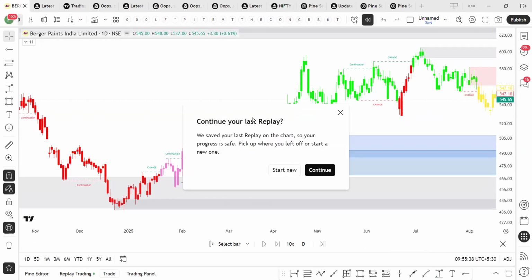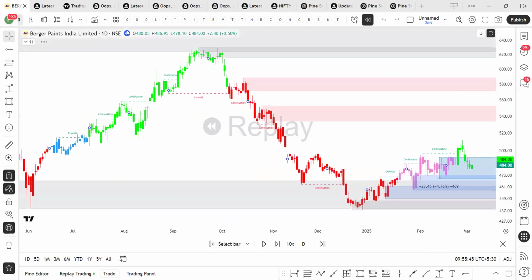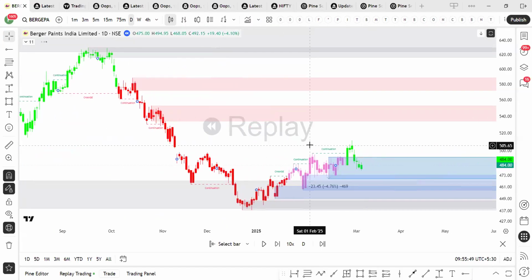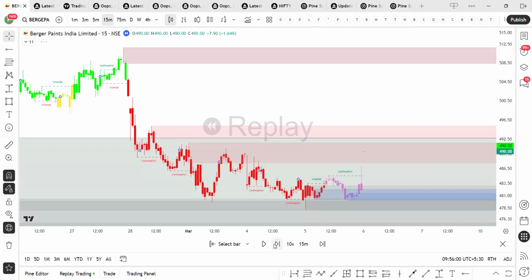Okay, and suppose you are looking for entry here based on 15-minute. You are inside the buying area, right? Yes. And then you want to buy when color changes to green on 15-minute, just to make sure that prices are again starting to move up. So this candle has changed to green color. You can buy immediately here. You are still inside the buying area.